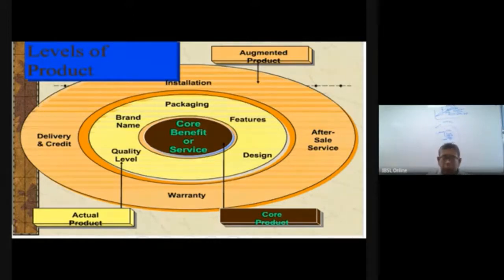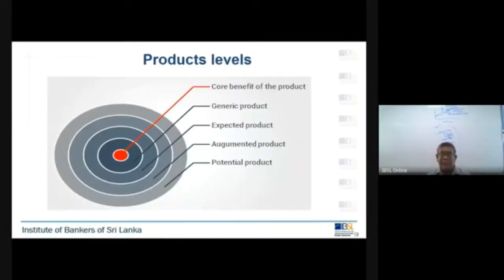Okay. Now there are some textbooks. In your level, I have confined to 3 levels of products. What are the 3 levels? Core benefits, or maybe the core product, actual product, augmented product. But I also thought of some books that talk about 5 levels of products. Put down that one also here with these product levels.